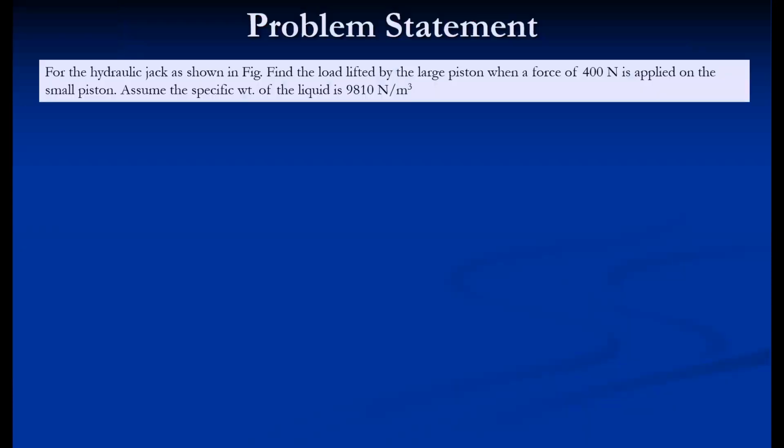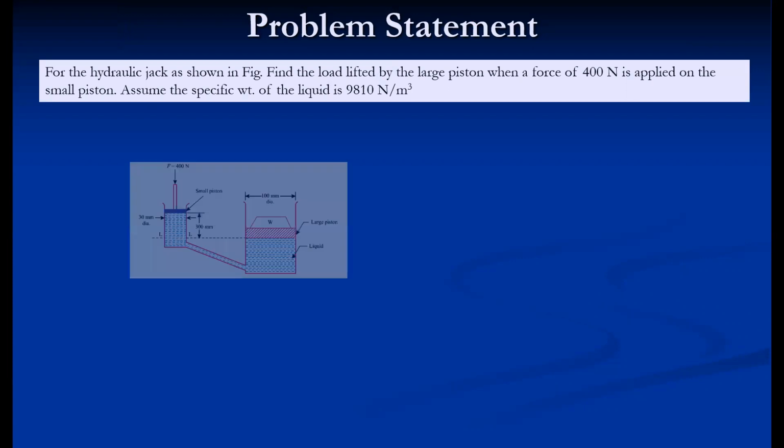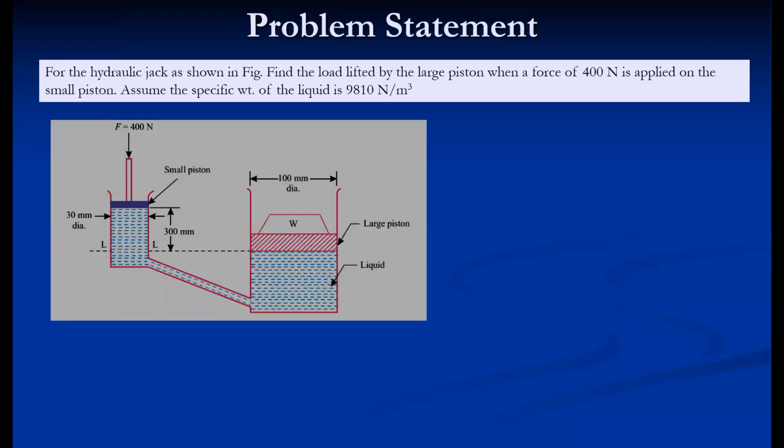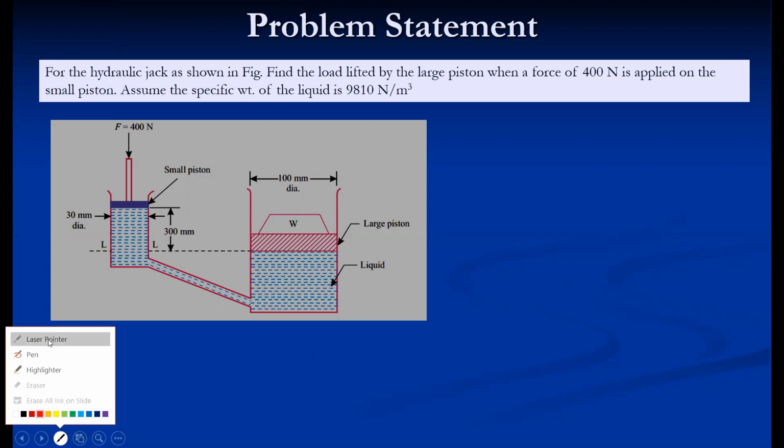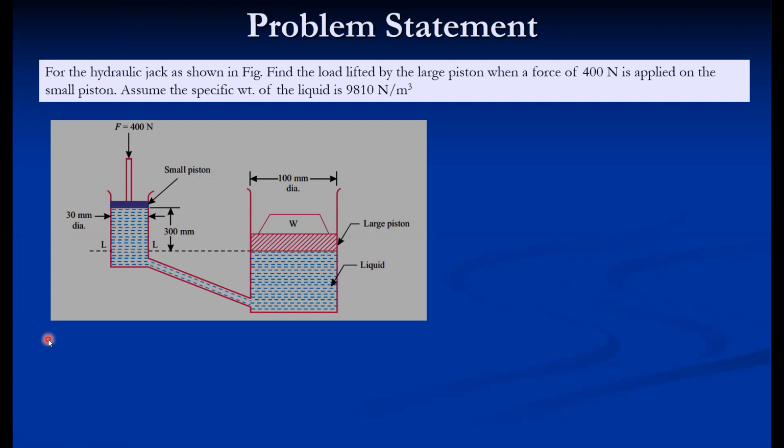So the first numerical is for a hydraulic jack as shown in the figure. Find the load lifted by the large piston when a force of 400 Newton is applied on the smaller piston. Assume the specific weight of the liquid, obviously water, is 9810.